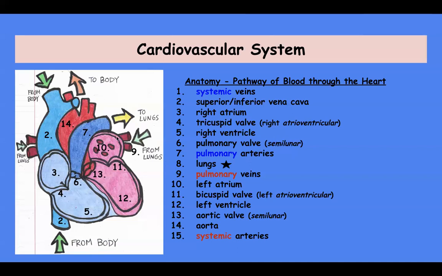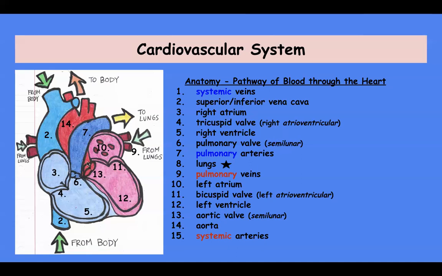That blood is then going to hit the left atrium, the bicuspid valve, otherwise known as the left atrioventricular valve, separating the atrium from the ventricle. And it's bicuspid because there are only 2 flaps, unlike the tricuspid, which had 3. Bi means 2. It's then going to hit the left ventricle. Blood is going to travel through the aortic valve, which is also a semilunar valve, and we'll get into detail on that in a moment.